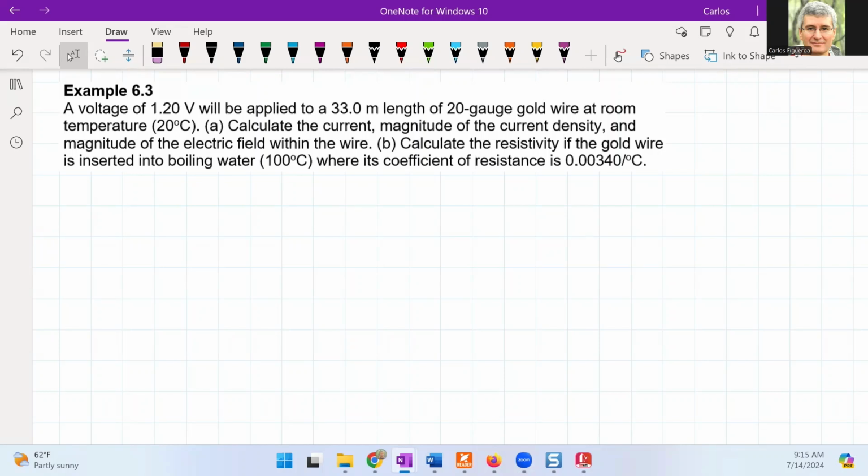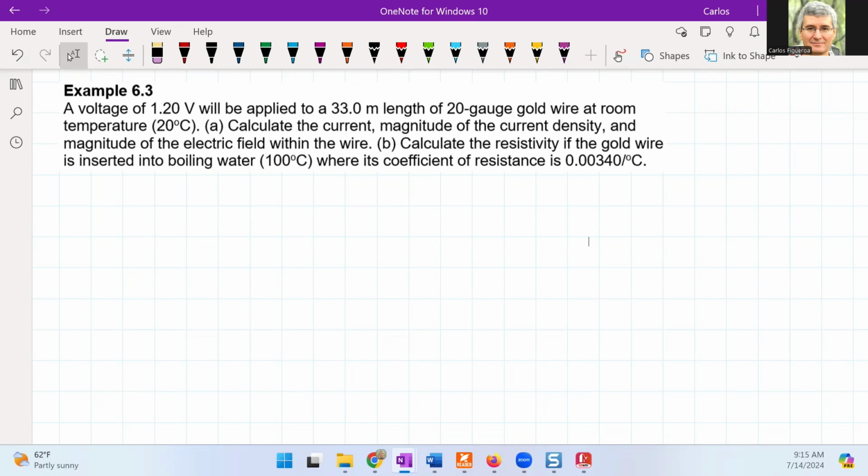Example 6.3. A voltage of 1.2 volts will be applied to a 33-meter length of 20-gauge gold wire at room temperature. Calculate the current, magnitude of the current density, and the magnitude of the electric field within the wire. B. Calculate the resistivity if the gold wire is inserted into boiling water, where its coefficient of resistance is 0.00340 per degree Celsius.